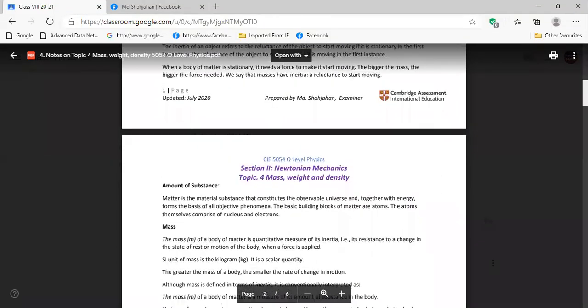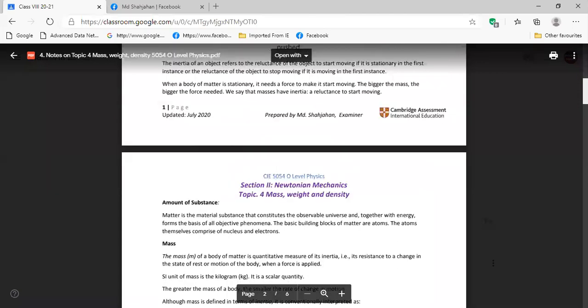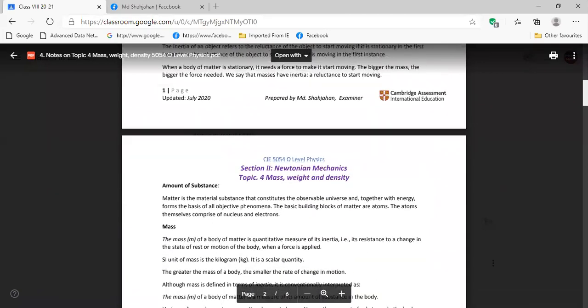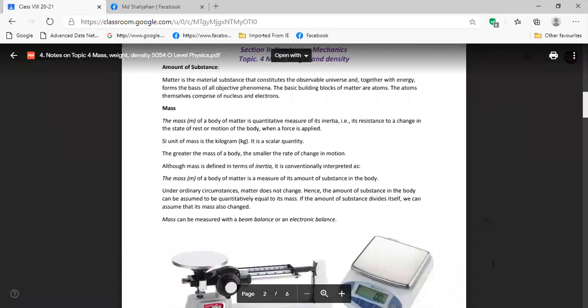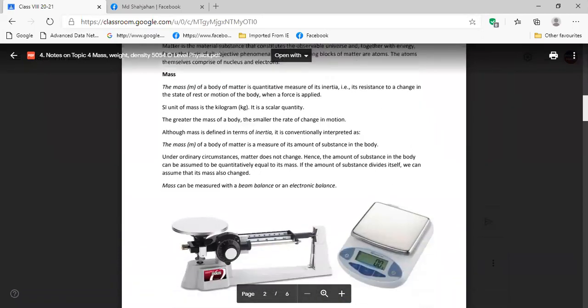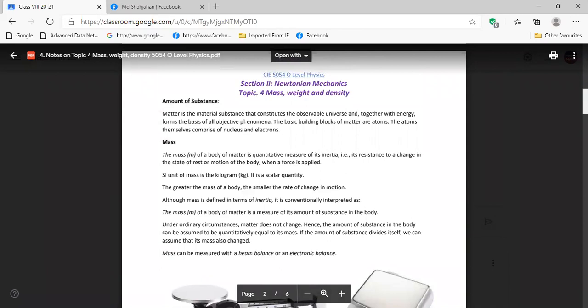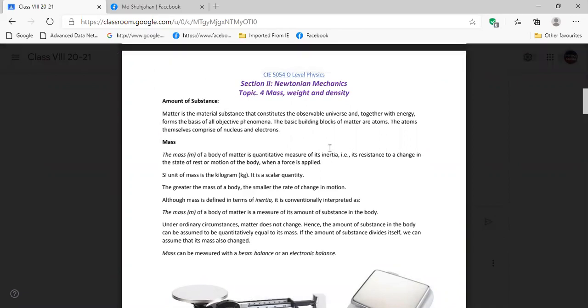So here we got a little bit of an idea about inertia. Now we are defining mass. Before going to mass, we have here amount of substance. Can you read please here? Matter is a material substance that constitutes the observable universe and, together with energy, forms the basis of all objective phenomena. The basic building blocks of matter are atoms. The atoms themselves comprise a nucleus and electrons.